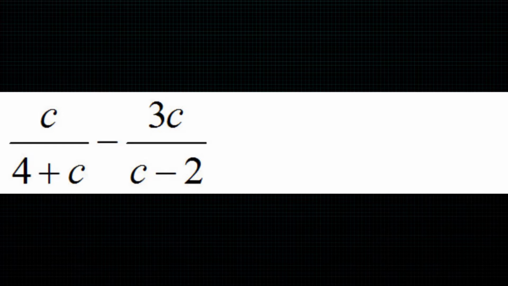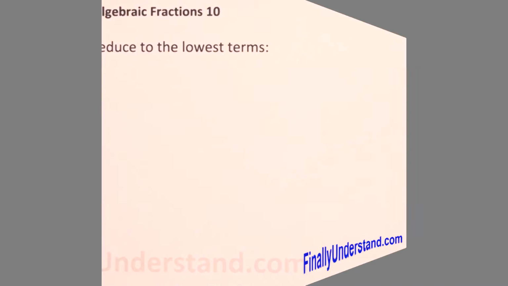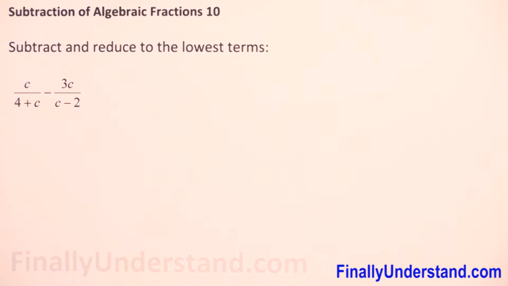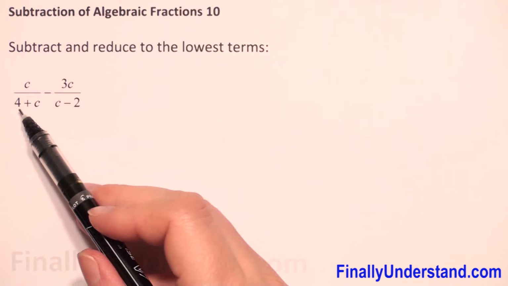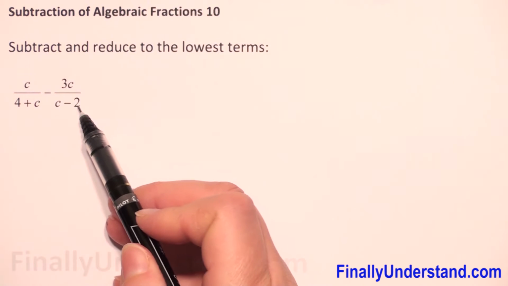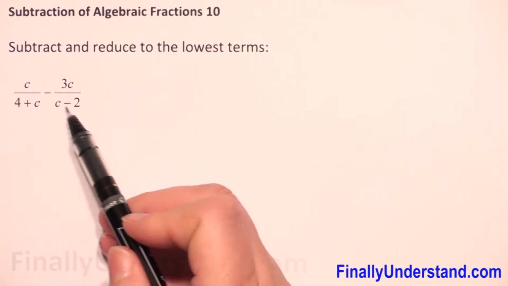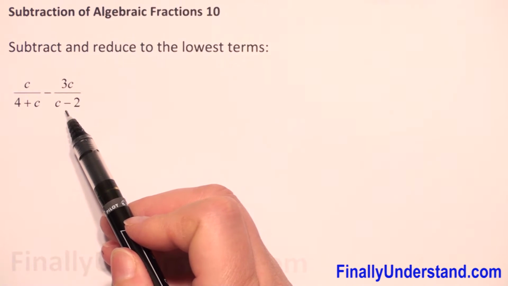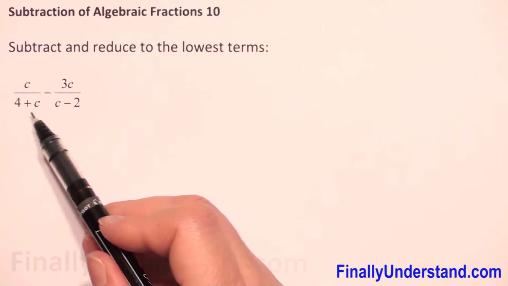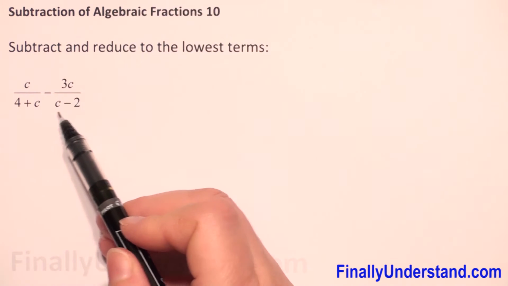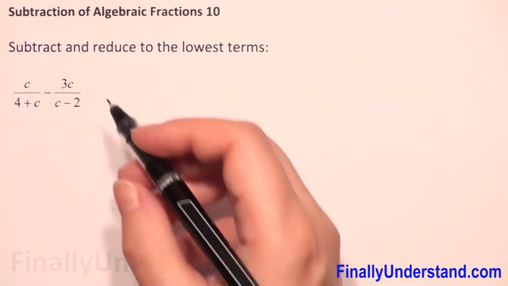We have to subtract algebraic fractions. How do we do this? First, we need to have the same denominator. So, we have 4 plus c and c minus 2. The terms are different. So, to get the same denominator, we just multiply 4 plus c times c minus 2.